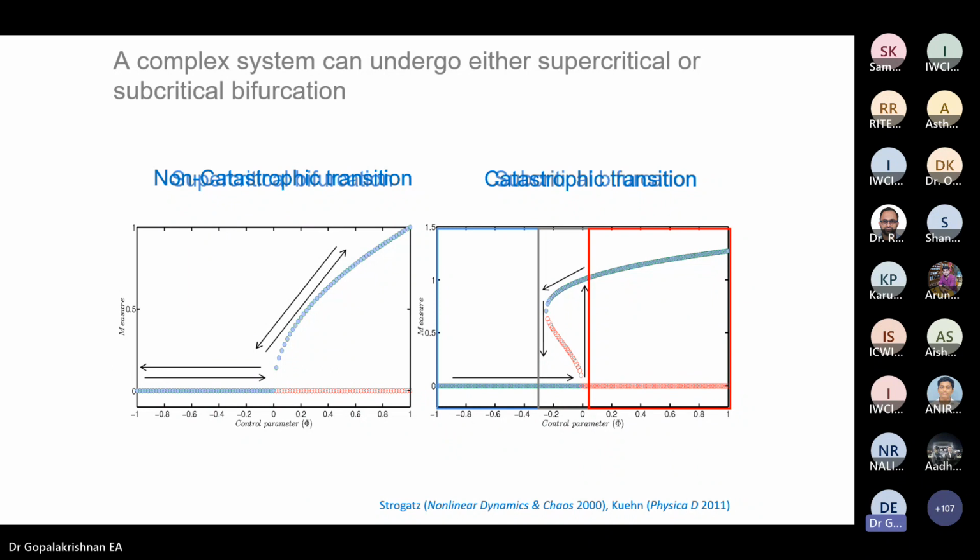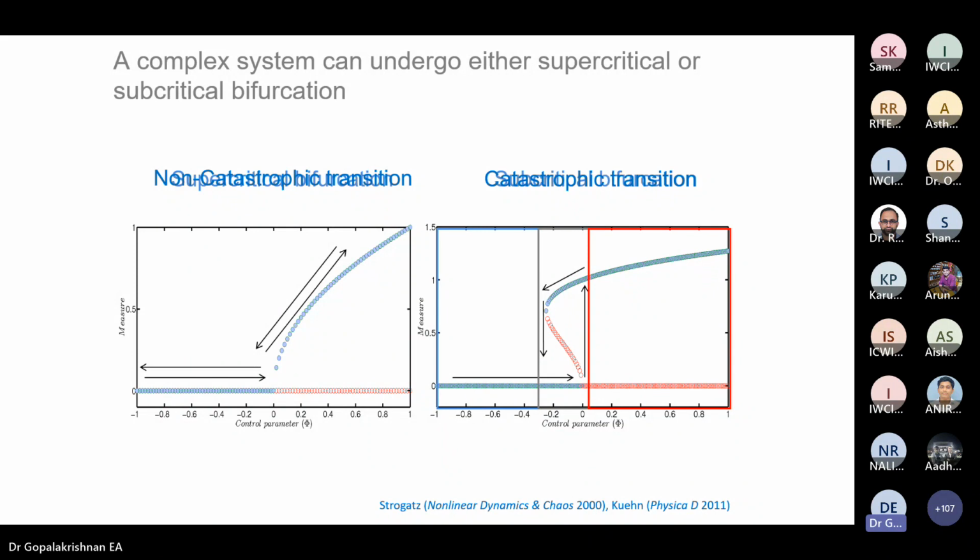Now, let us take this example. We are going further. If you have a supercritical transition in your system and you are increasing the control parameter, everything is well and good until you approach this point.